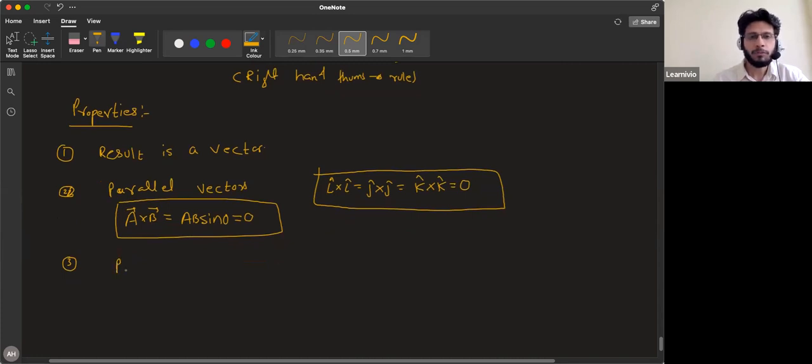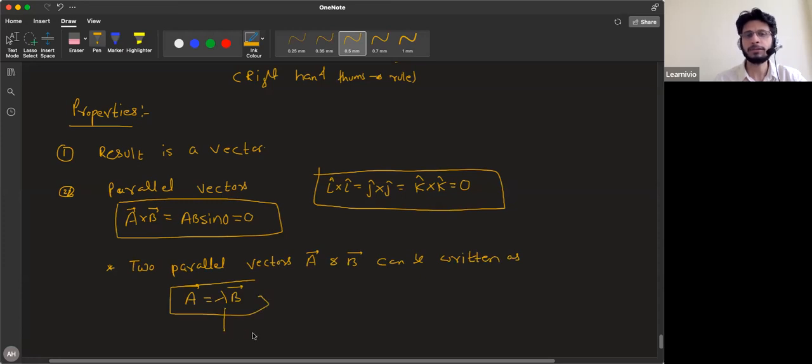Next, if you have perpendicular vectors, okay, there is one more interesting property of parallel vectors. If you have two parallel vectors, then you can write vector A as lambda times vector B, where lambda is some real number.